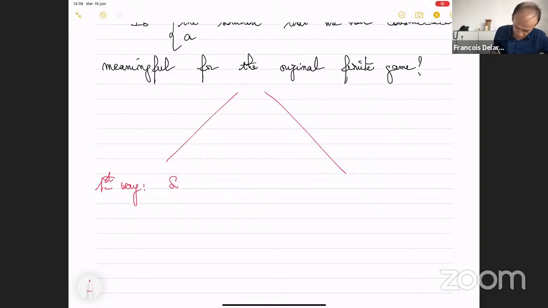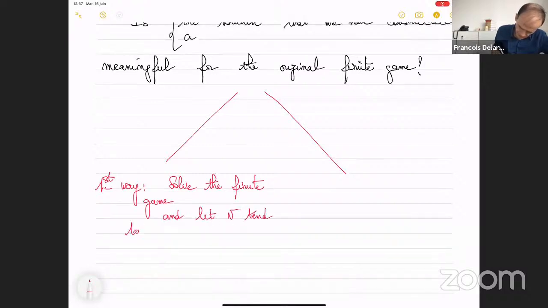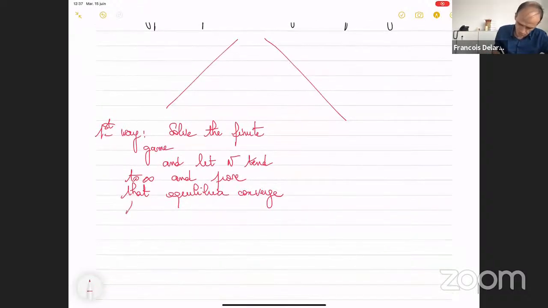So you solve the finite game and you let n tend to infinity and prove that equilibria converge to a solution of the mean field game.